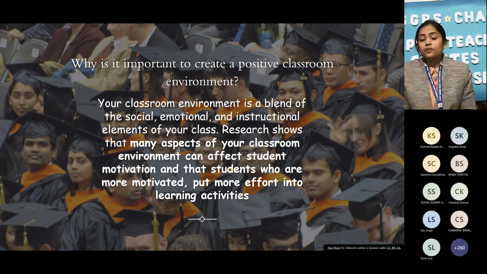Your classroom environment is a blend of social, emotional, and instructional elements of your class. Research shows that many aspects of your classroom environment can affect students' motivation, that students who are more motivated put more effort into learning activities. So motivation today plays a very important role.